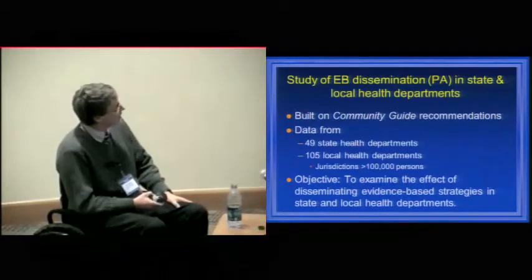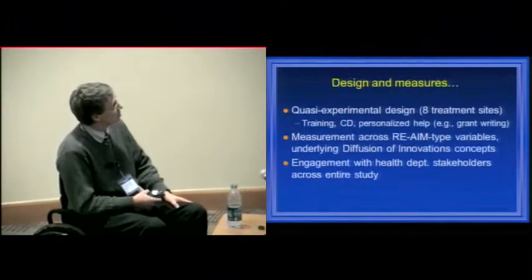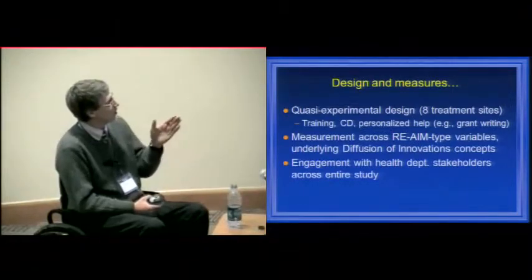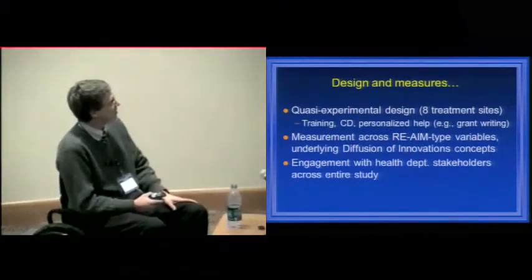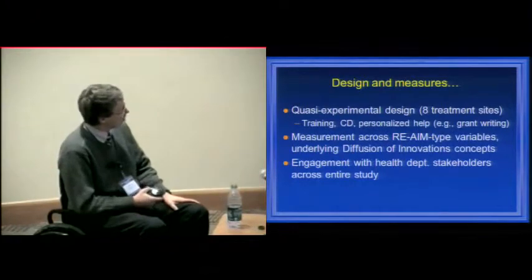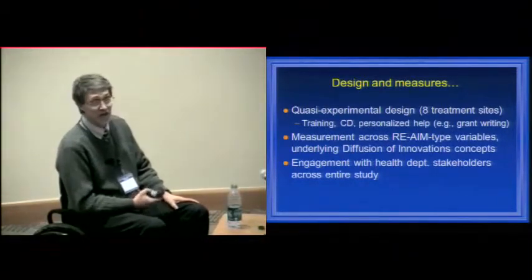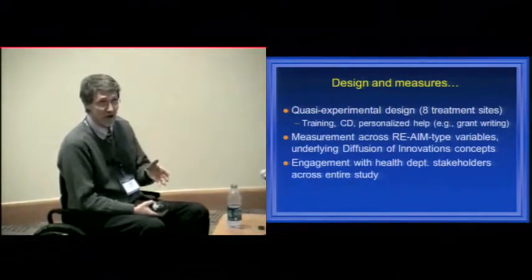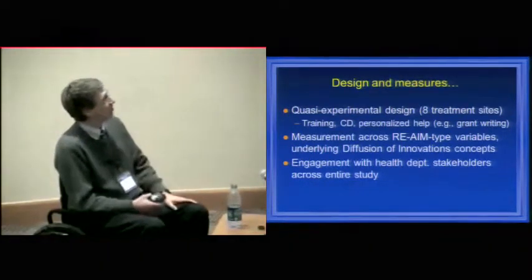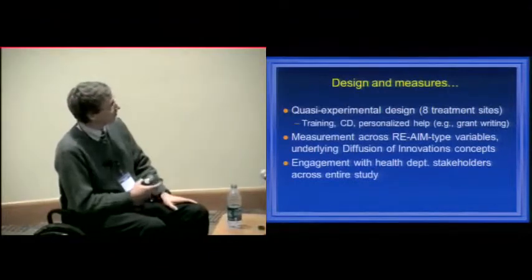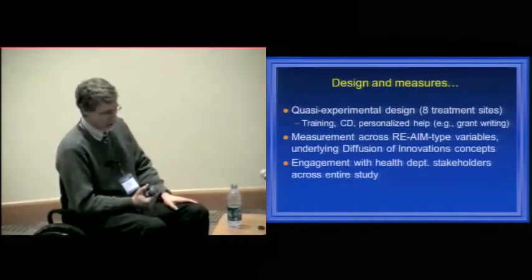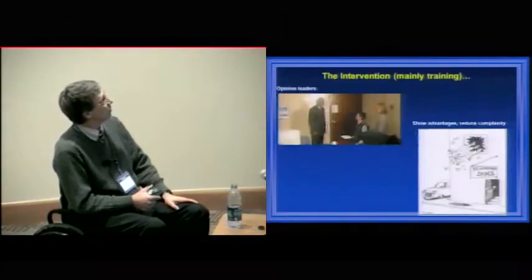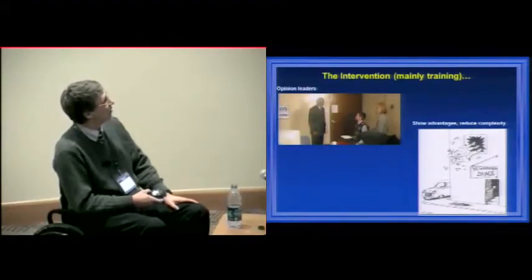We used a RE-AIM framework with diffusion of innovation in there as the method of moving through, knowing about what moves innovations along the continuum. And then our stakeholders here were public health department leaders, people who had worked in health departments, who were currently working. We had an advisory group set up to help guide the project. And with our 8 states, we had local people appointed in each state to advise us as well. The main intervention here was a training intervention.